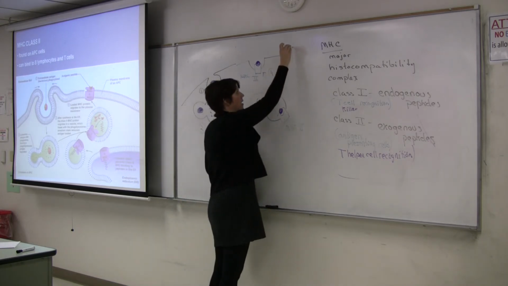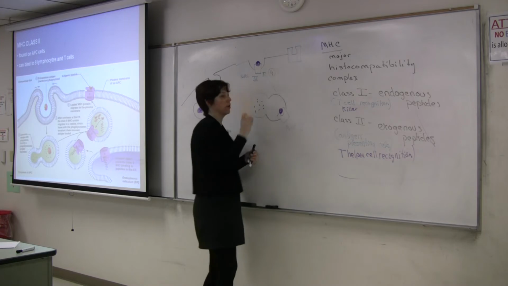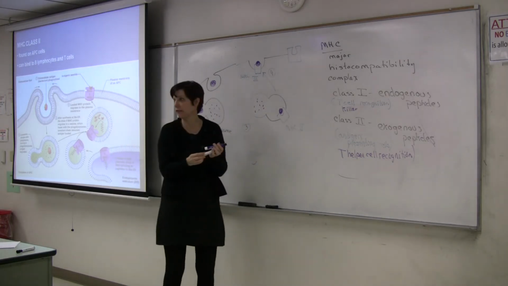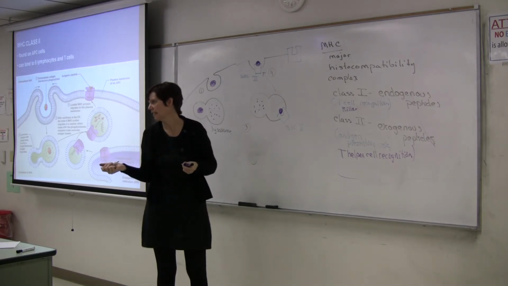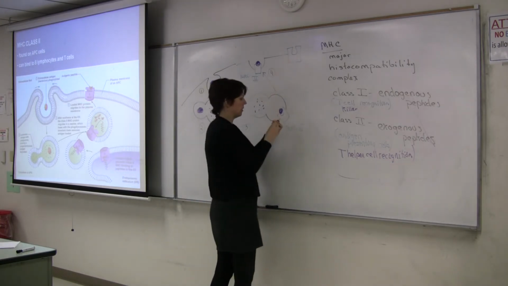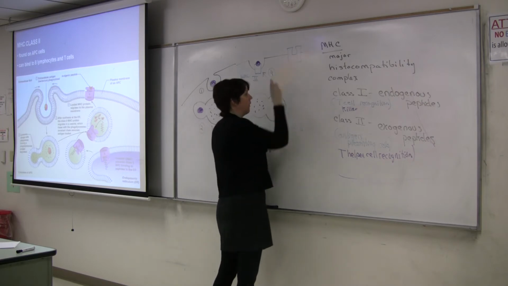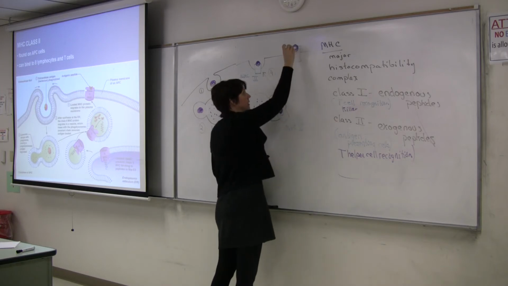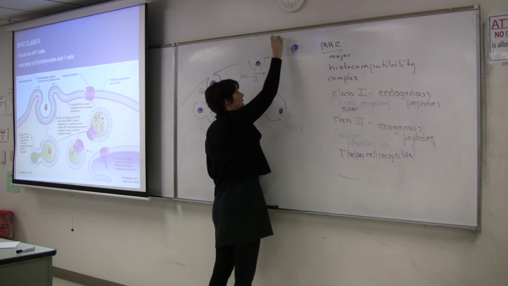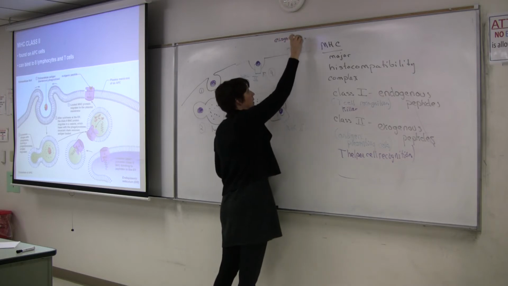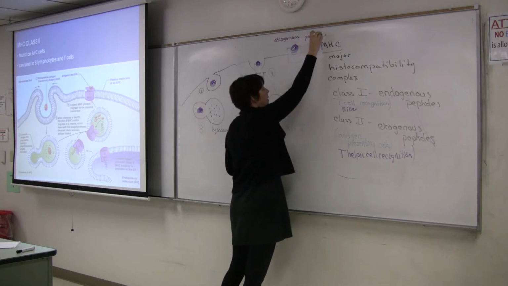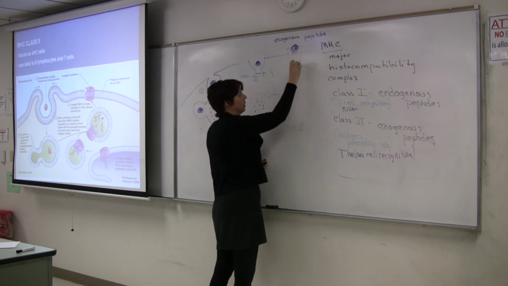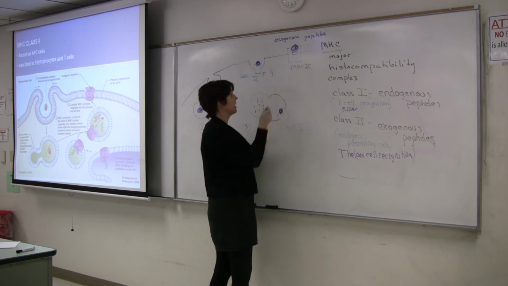So only on macrophages or B cells or dendritic cells do we see this appearance, because the other cells aren't phagocytic. Your muscle cells aren't phagocytic, all right? Your liver cells aren't phagocytic. So only these phagocytic cells are going to have the exogenous peptide presented on the MHC class 2 molecule.